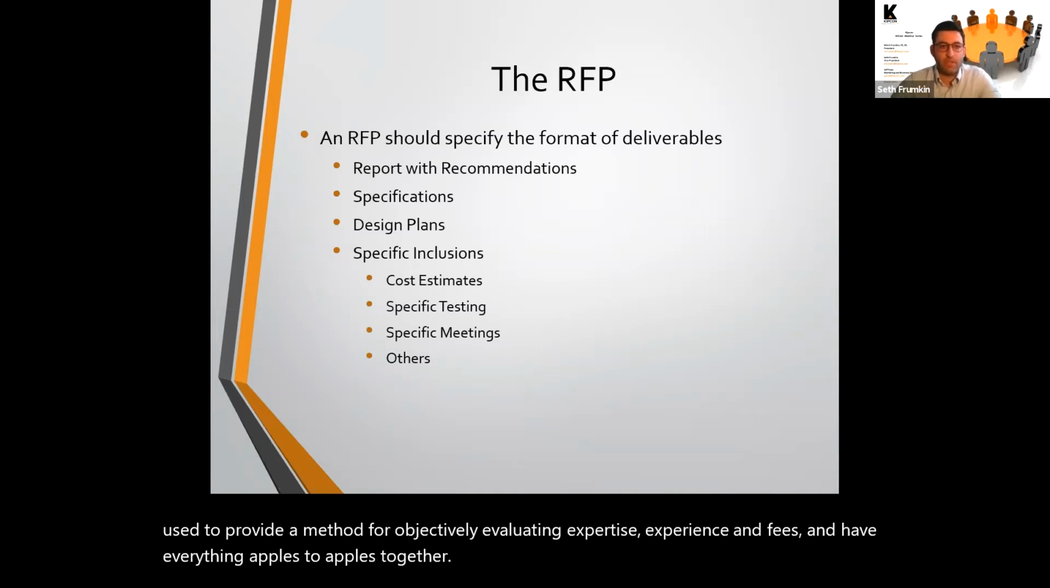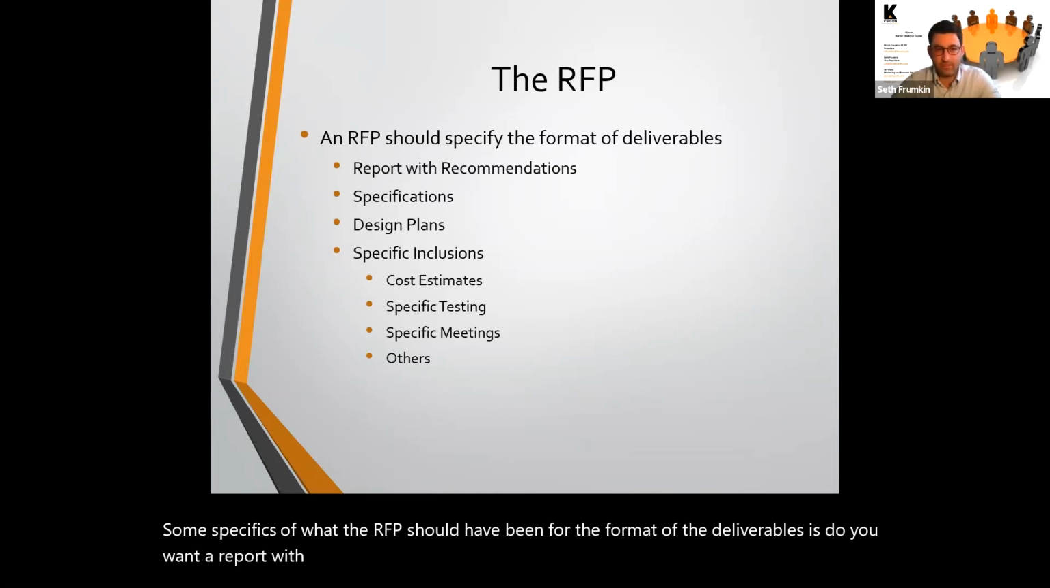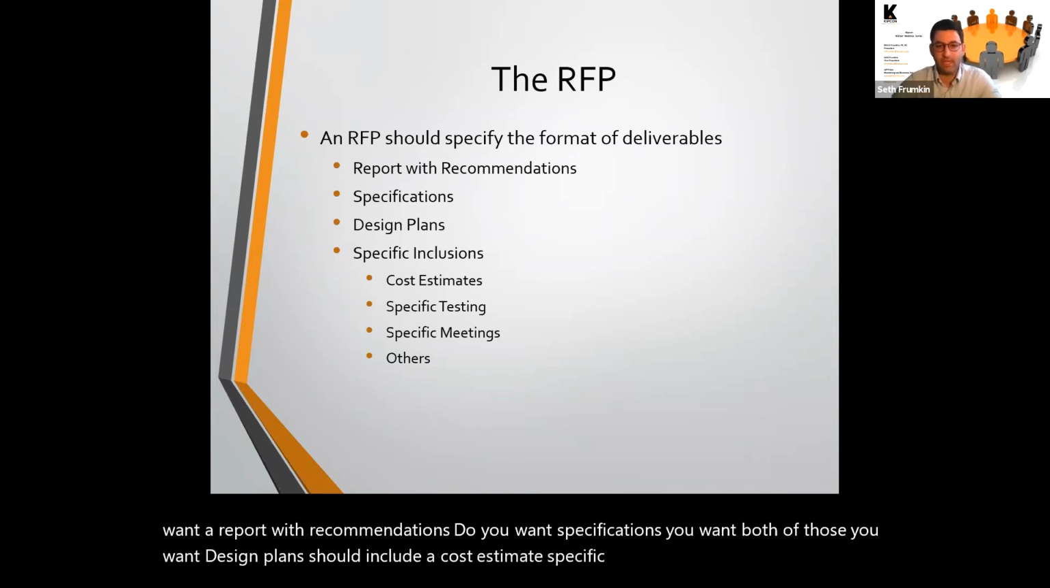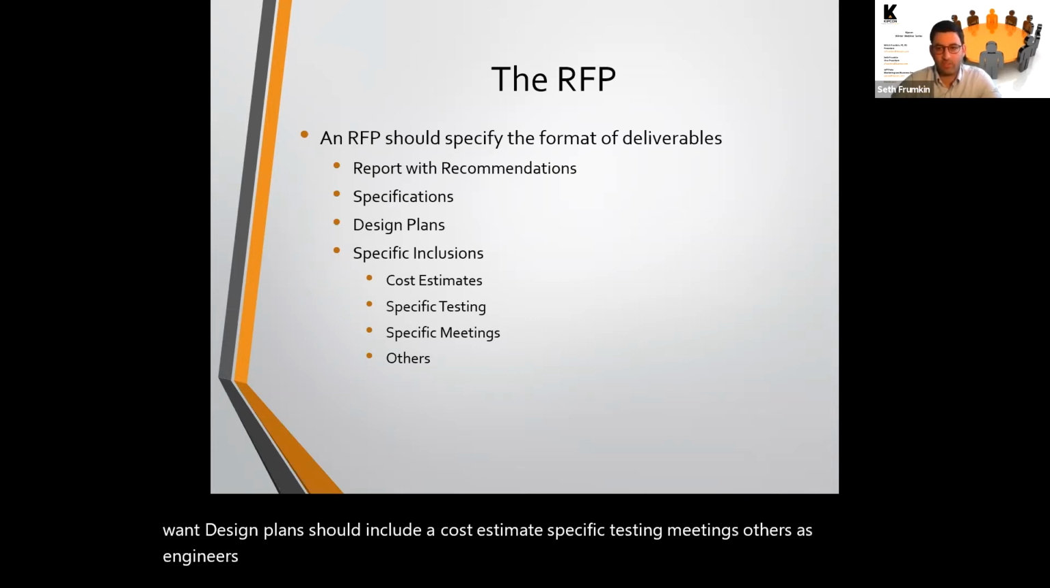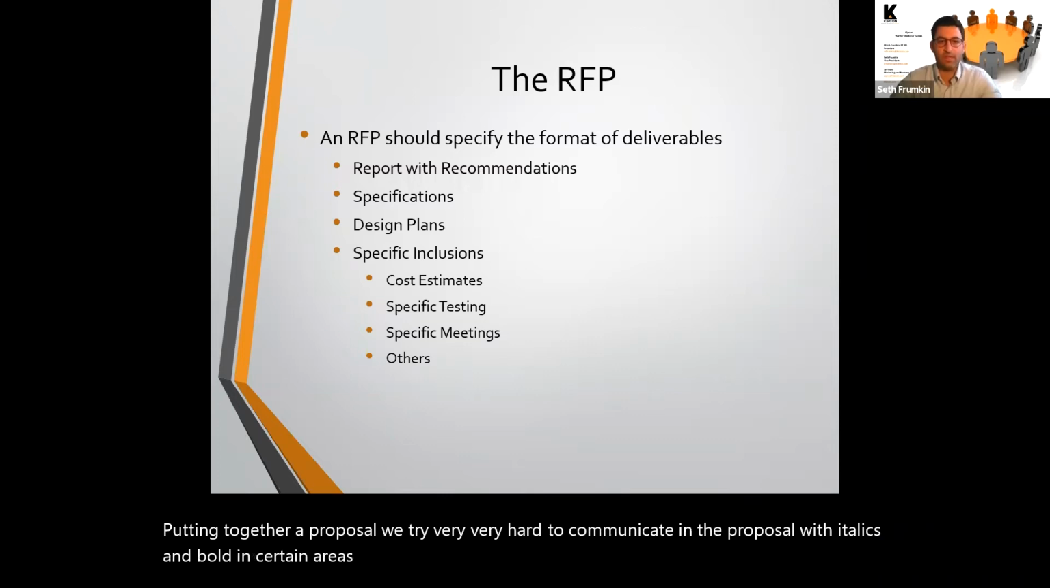Some specifics of what the RFP should have for the format of the deliverables: do you want a report with recommendations? Do you want specifications? Do you want both of those? Do you want design plans? Should it include a cost estimate, specific testing, meetings, others? As engineers ourselves, putting together a proposal, we try very, very hard to communicate in the proposal with italics and bold in certain areas, because we know that these are all questions that come up down the road. And we try very hard to account for everything in there.